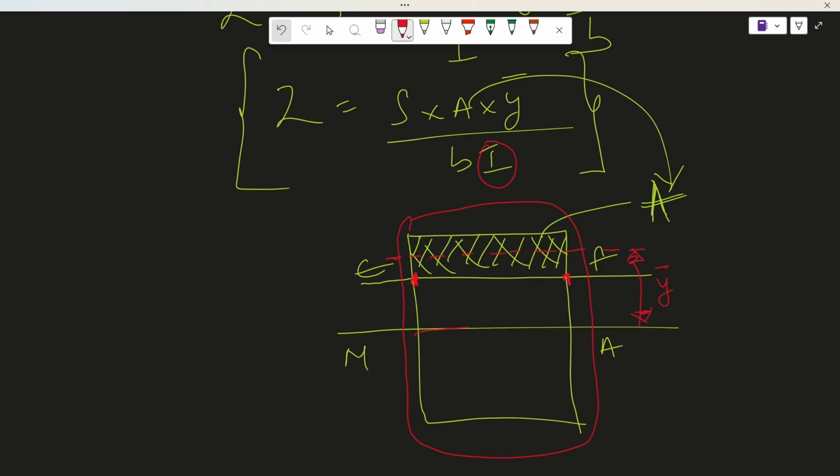Now, lastly, your Y. Y is the distance above the neutral axis at which they tell you to find your shear stress. If they say find the shear stress in the layer EF above the neutral axis, maybe 5 millimeters above it, your Y will be 5 millimeters. I think I've done justice. Now, S is your shear force.